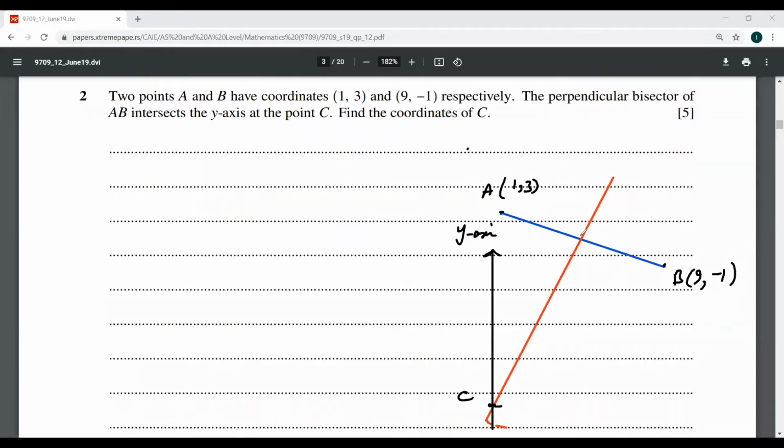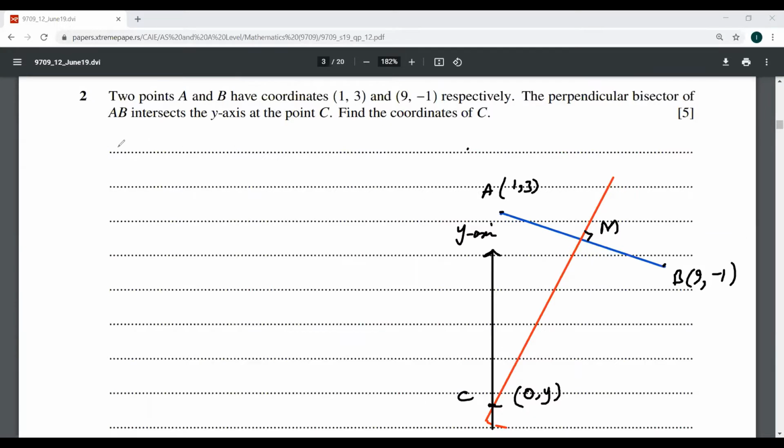So guys, the first task is to find the equation of this perpendicular bisector. Once you have the equation of this red line, which is the perpendicular bisector, and you know this point C is on the y-axis, so we can say this is going to be (0, y). This can be something because the x coordinate would be 0 on the y-axis. So this would be (0, y). Let me call this point M. So in a way, we need to have the equation of the line MC over here.